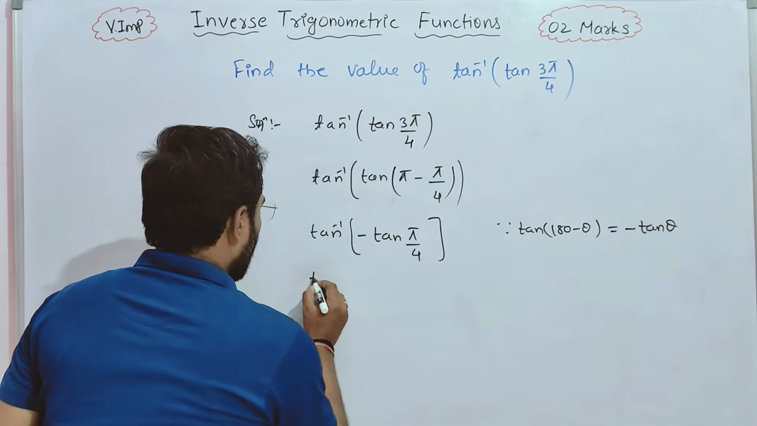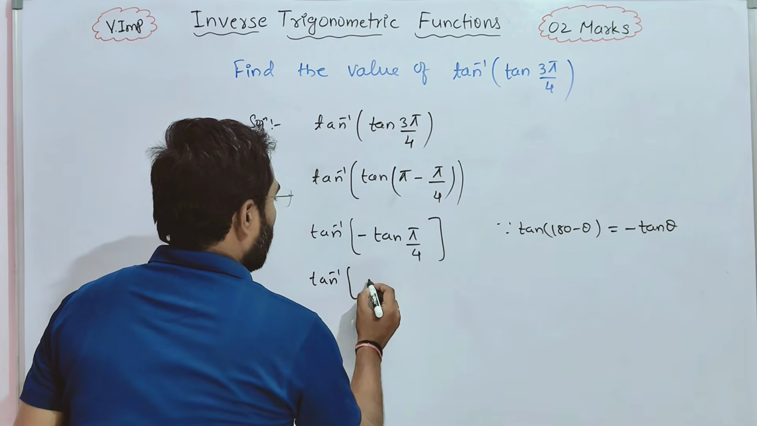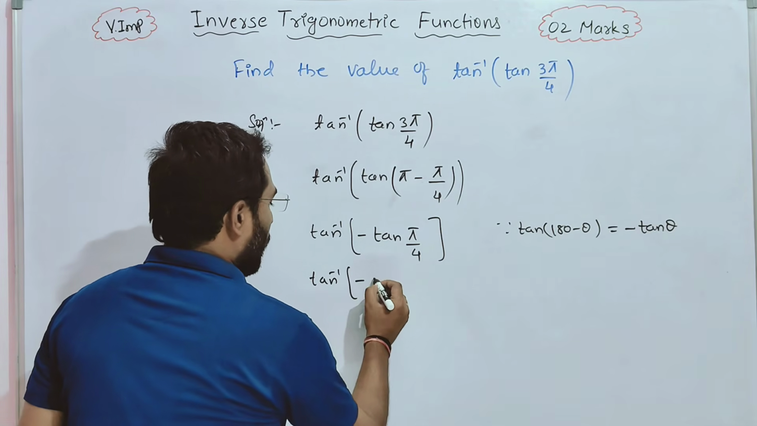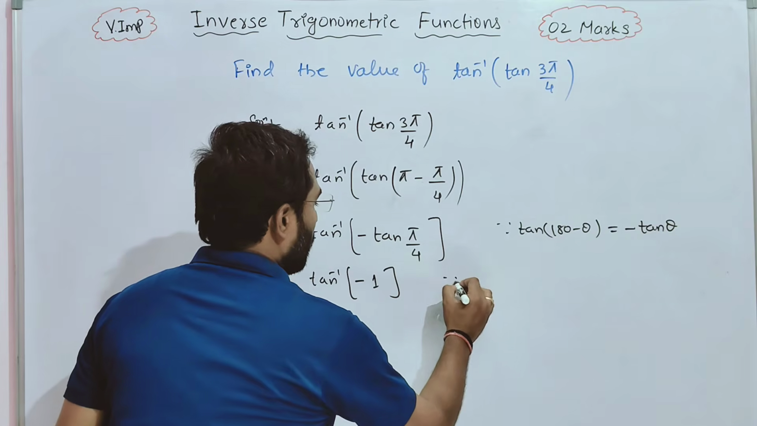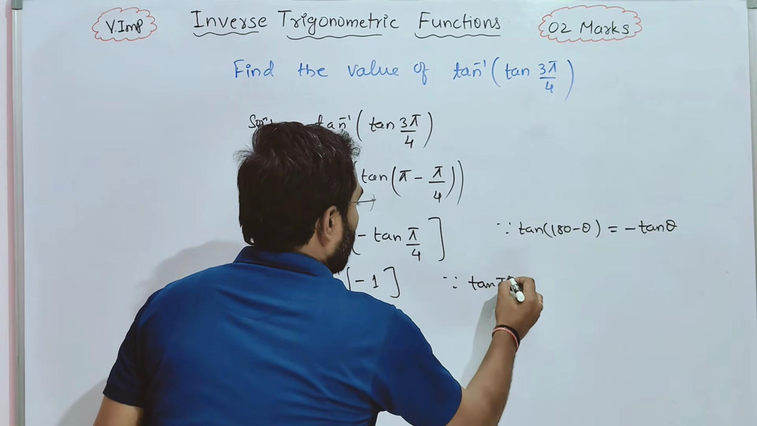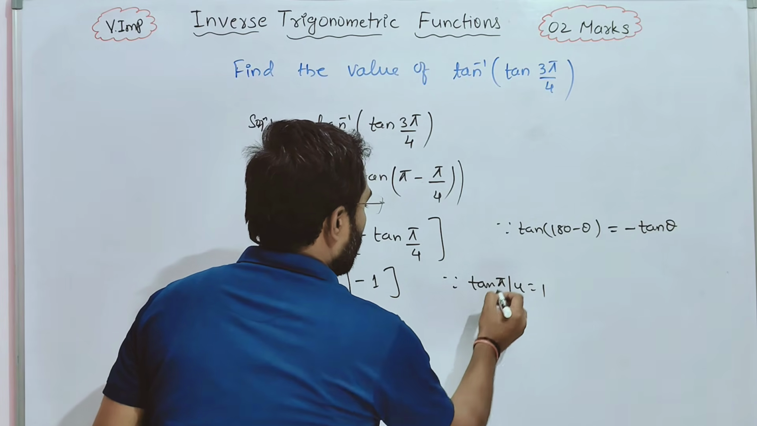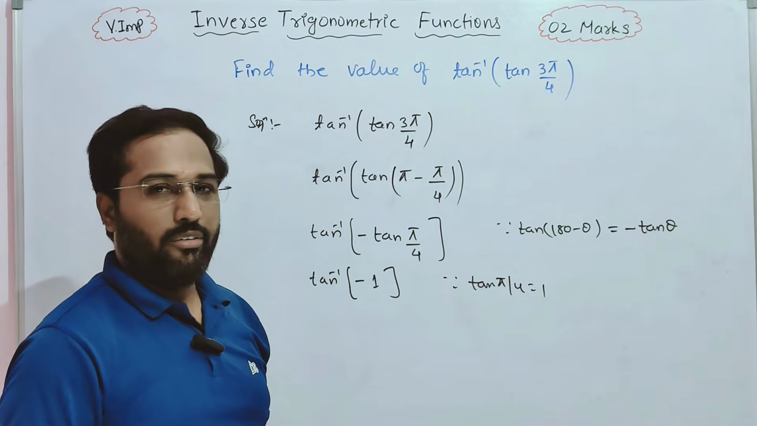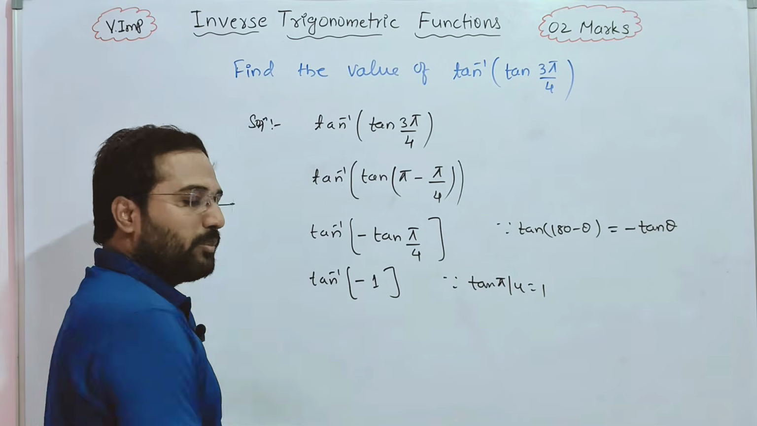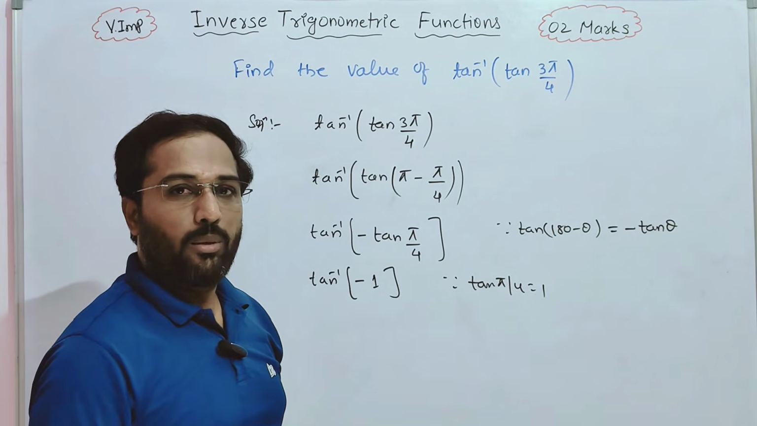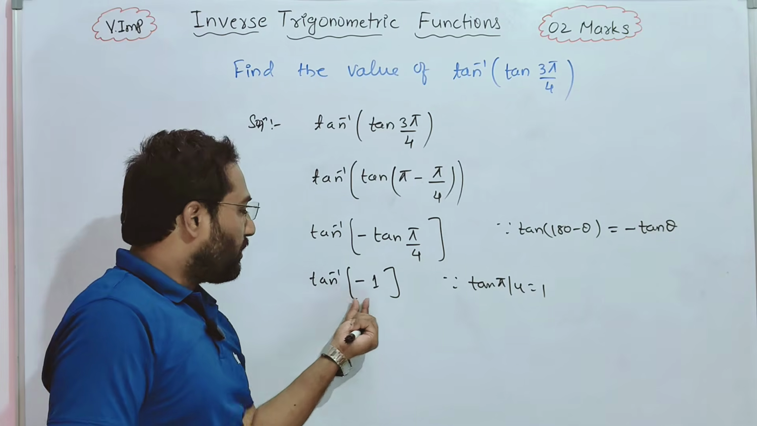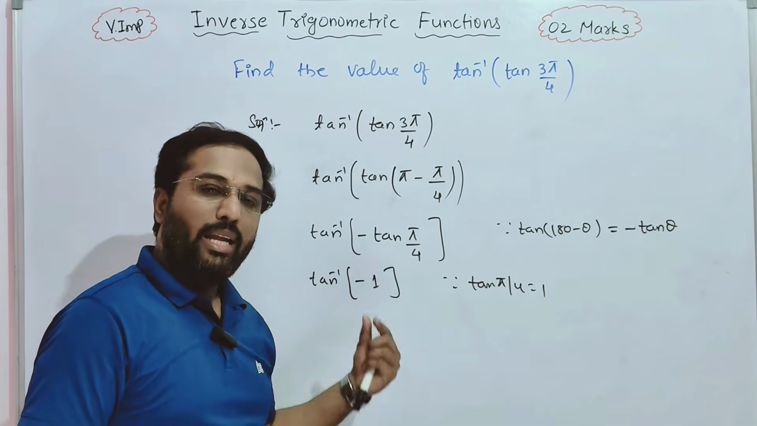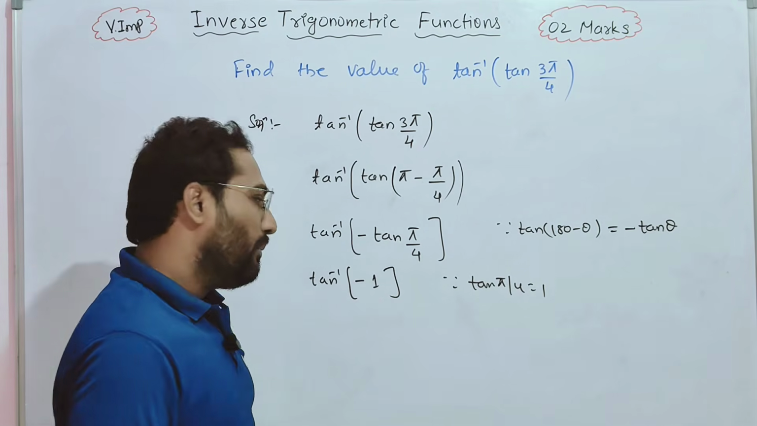Now let us use minus as it is. Tan pi by 4 value is 1. Tan pi by 4 is 1. You know already this, tan 45 degrees is 1. Now again you observe this, as in the previous problem. What we have is tan inverse of a negative angle. Again make it a positive angle.